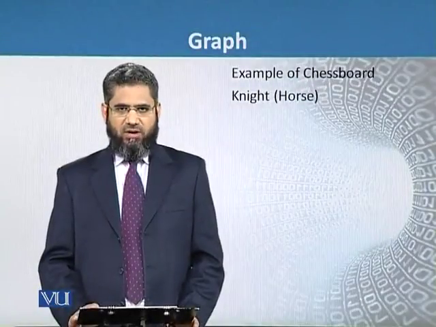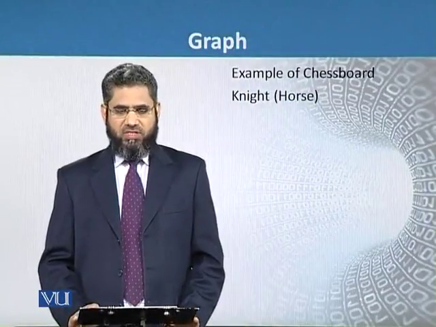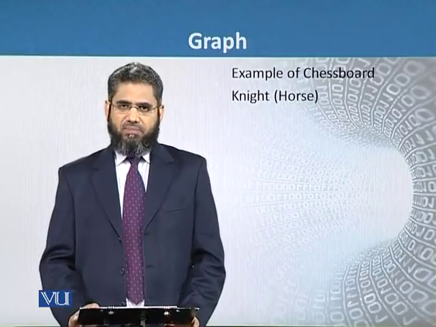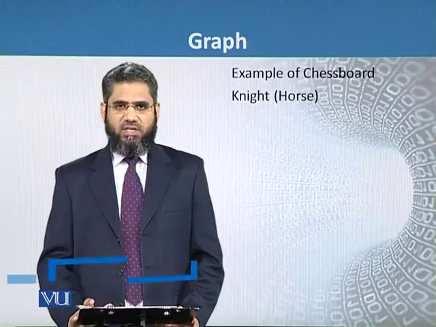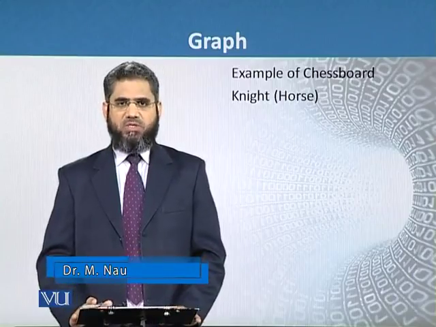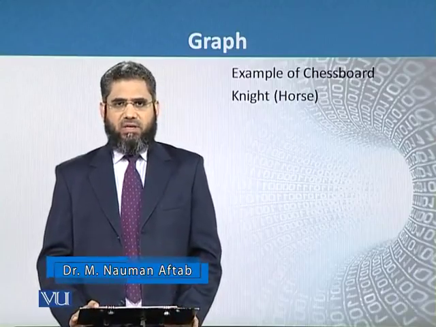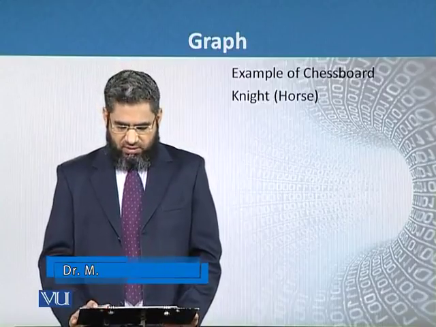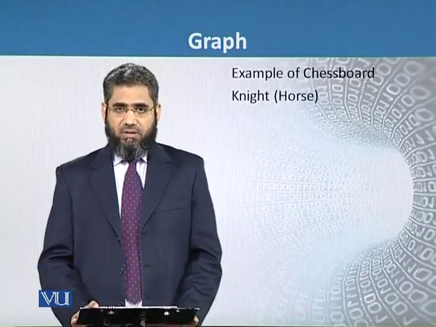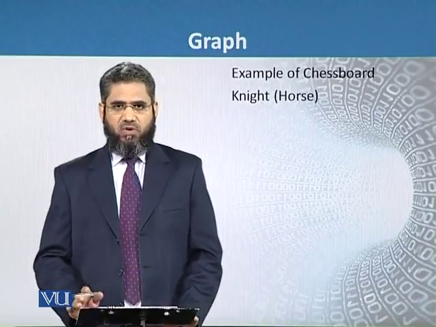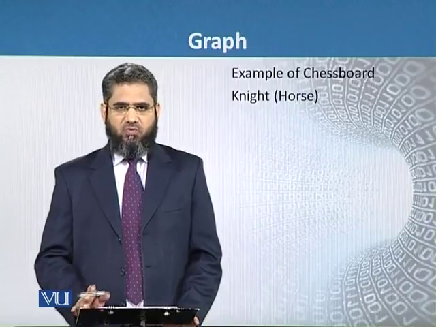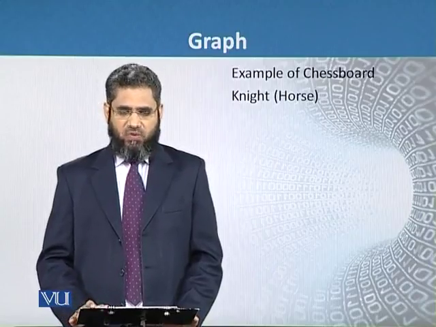In order to understand graphs and graph theory, we will consider the 3x3 chessboard. On the chessboard, we will only consider the knight, meaning the horse. We know that the horse is a very unique character of chess, and its movement on the board is in the forward direction and then in the left or right direction.